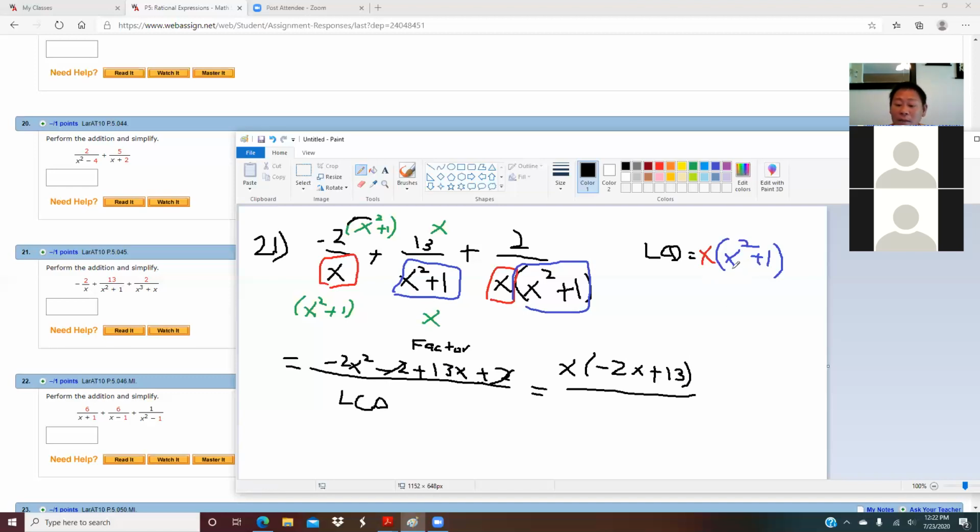And your denominator, which is the same as the LCD, is x and x squared plus 1. What do you notice now is you can cancel because we did factoring. So in this case, your x can be canceled. So what is left over is your answer. You guys with me here?